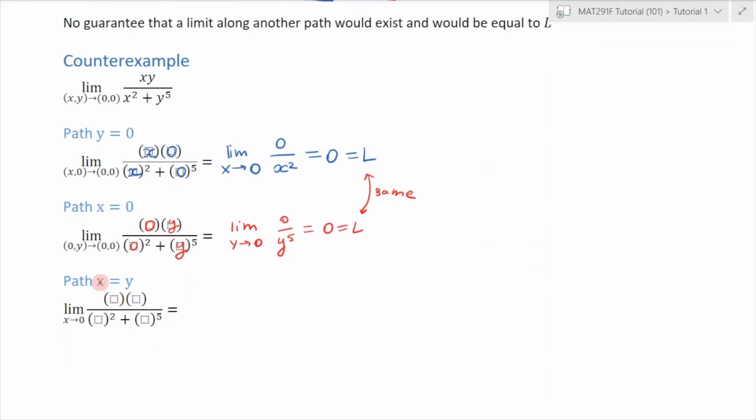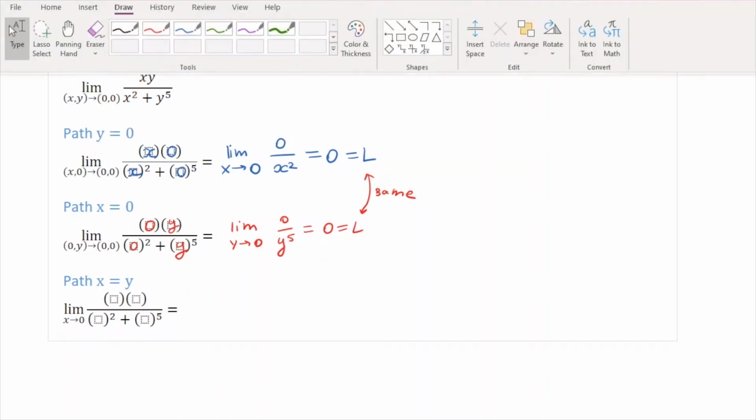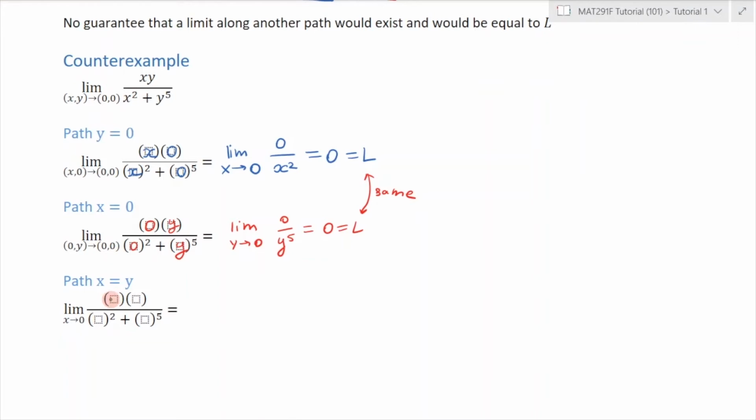Now what happens, for example, if you approach along the path x equals y? In this case, you get a limit as x approaches 0 of what? x stays as is, and instead of y, we plug in x. So then we get the limit as x approaches 0 of x squared over x squared plus x to the 5.